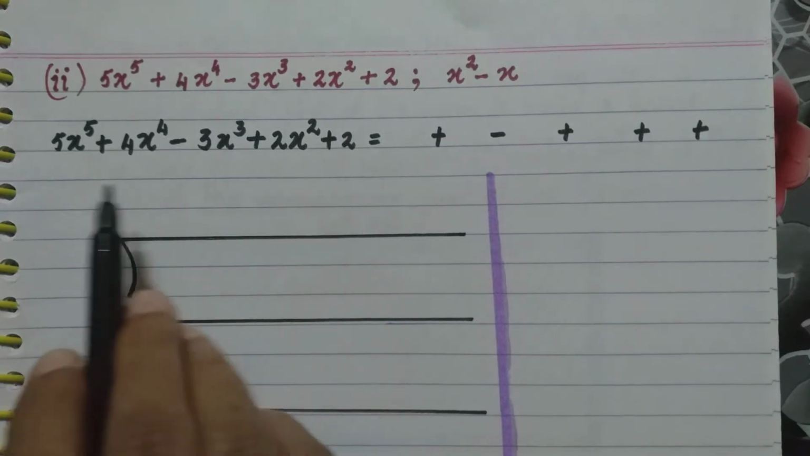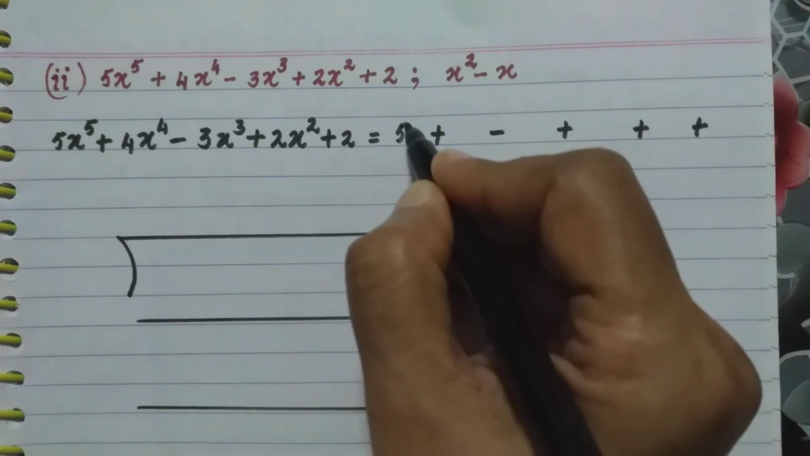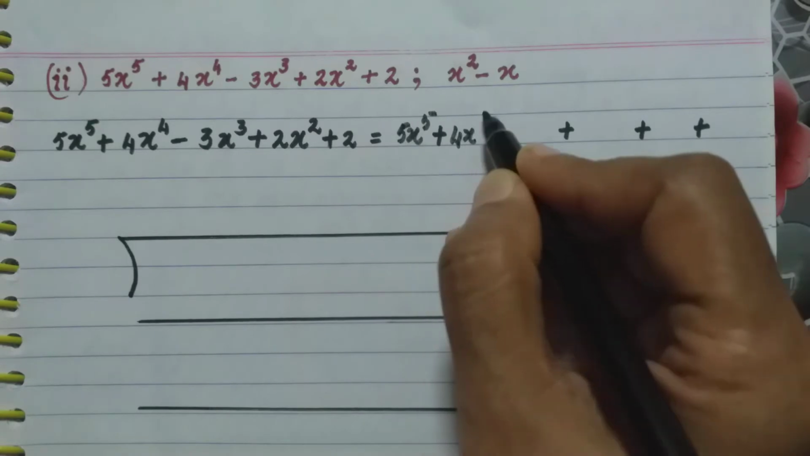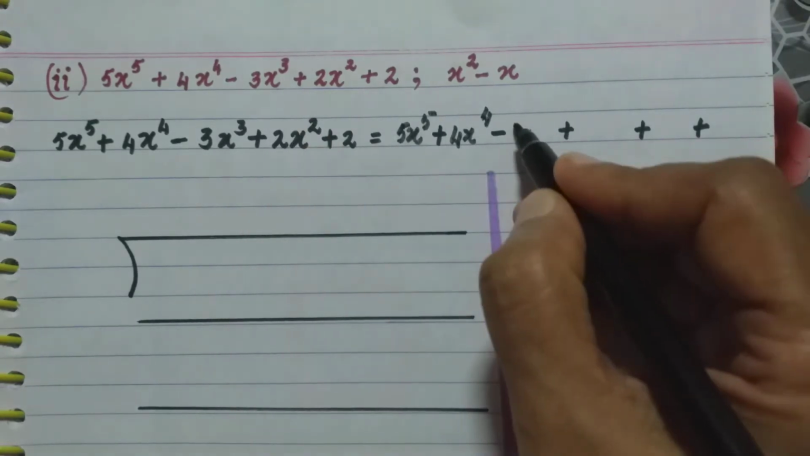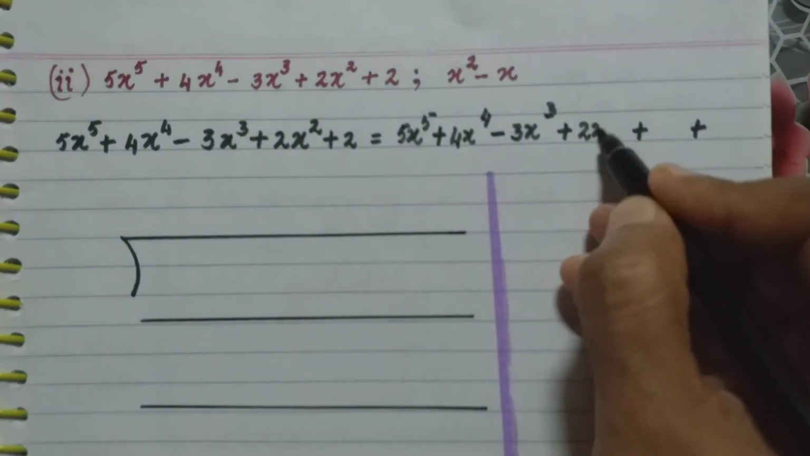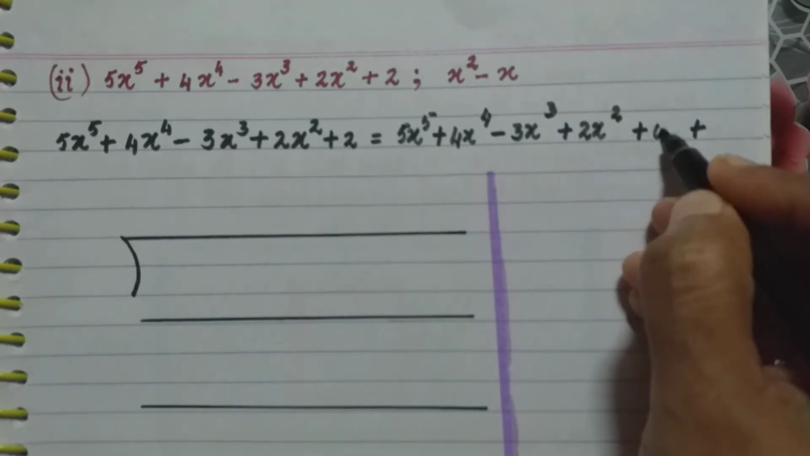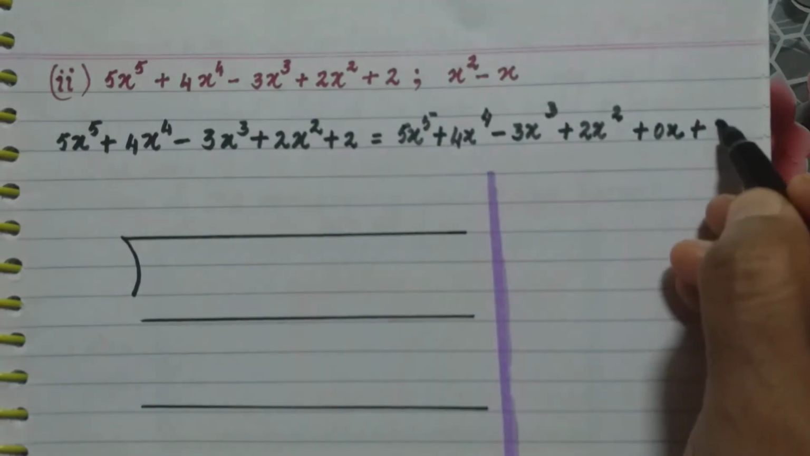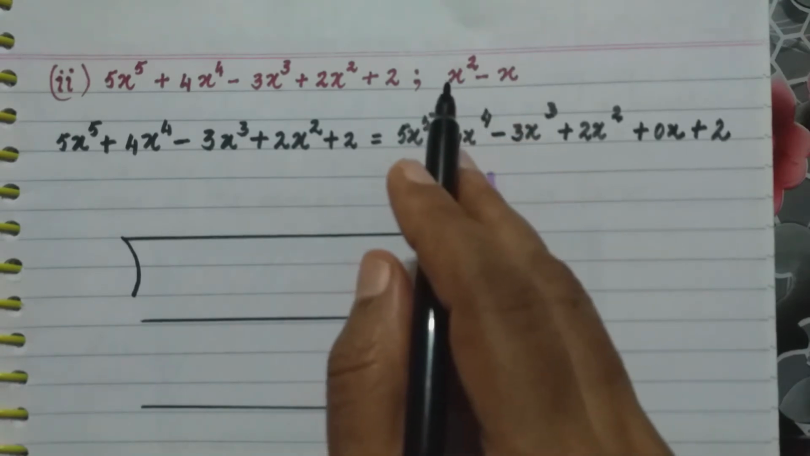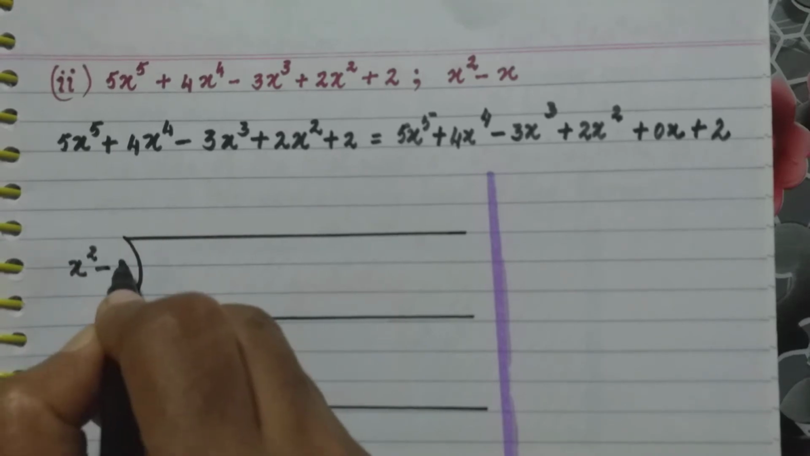So we rewrite the dividend as 5x raised to 5 plus 4x raised to 4 minus 3x cube plus 2x square. Now the x term is not there, so plus 0x plus 2. Okay, the divisor is x square minus x. So I write here now the divisor x square minus x.